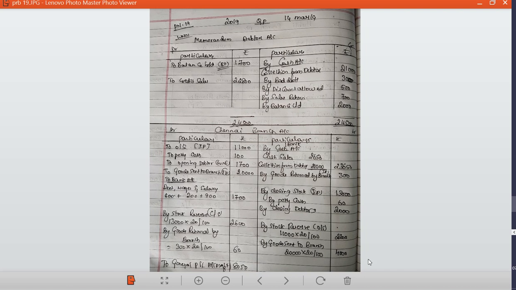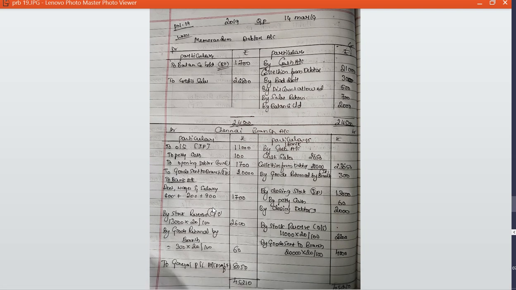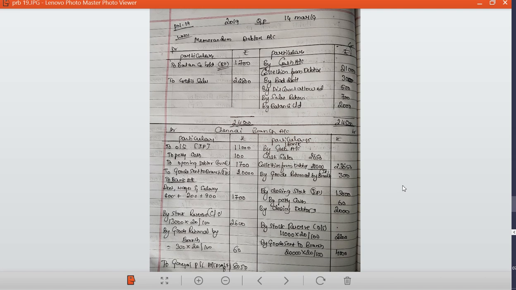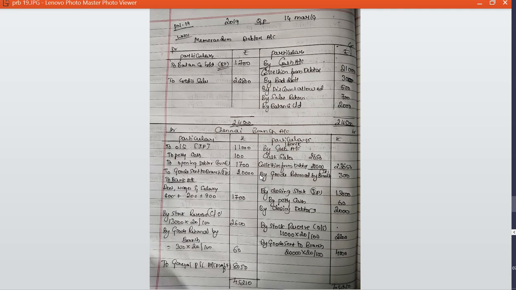The credit side total amount is 45,210, and the debit side is also 45,210. From 45,210 minus all the debit balances, the final balance will be the profit to general P&L account, 8,050 rupees. This is problem number 19 of the 2019 question paper, 14 marks.